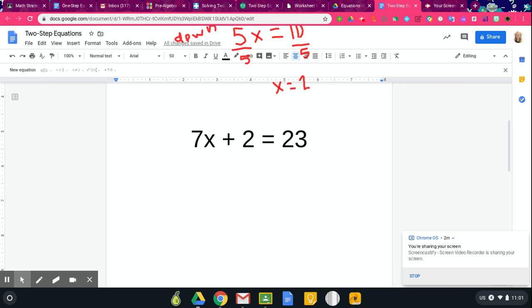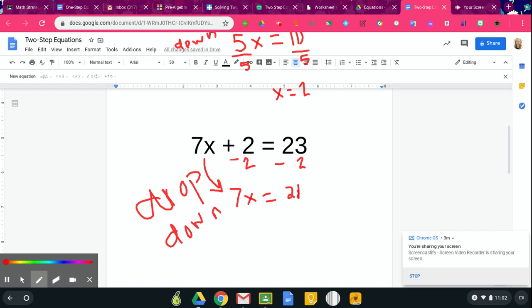7 times what plus 2 equals 23. Got to get rid of the number that's by itself first. So that would be right here. Opposite of adding 2 is to subtract 2. So 23 minus 2, that'd be 21. So I dropped down my 7x, and I have 7 times what equals 21. Opposite of multiplying is to divide. So x in this one is going to equal 3.